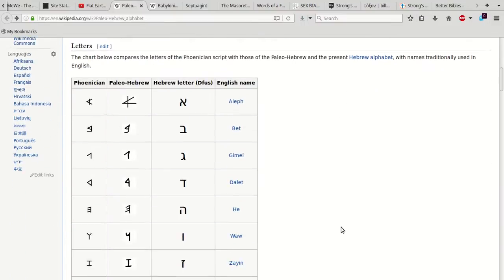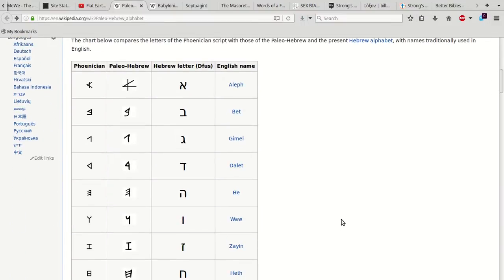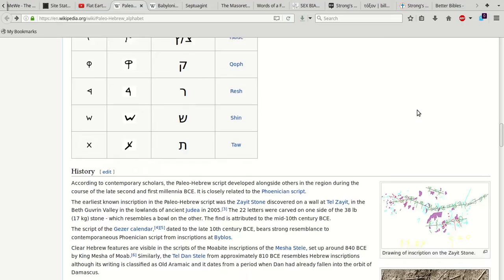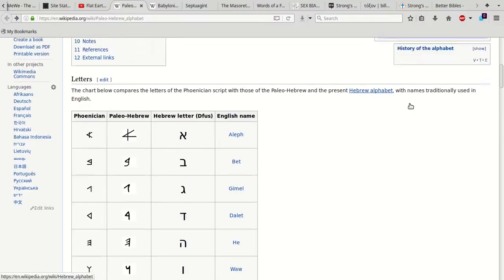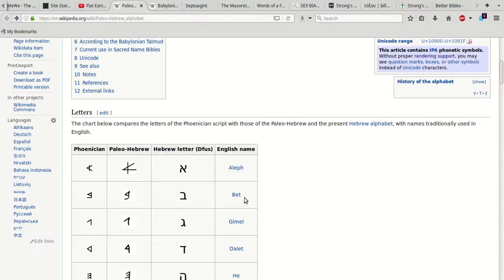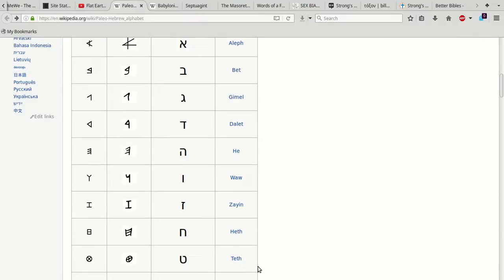And we can scroll down here and see the Phoenician letters, and here's Paleo-Hebrew, practically identical. Here's basically the Aramaic, or current Hebrew, and you can see there's a very big leap between Paleo and Aramaic. So we have to understand that the original Bible was not written in the square Hebrew script that we recognize today.